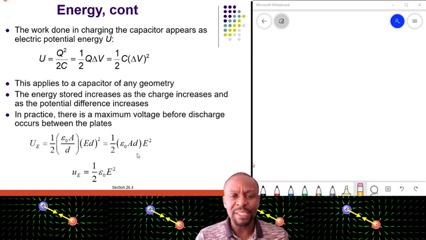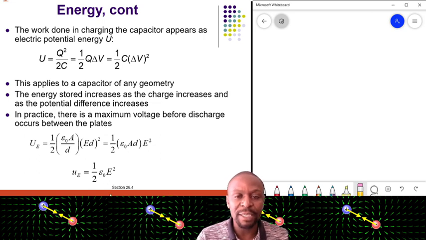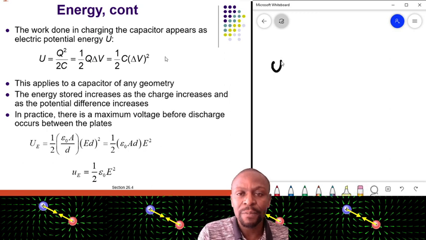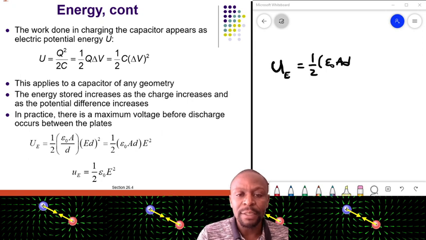But what is the energy density? The energy density is U divided by the volume. Now, if you divide this by volume, the area times d will just cancel. Therefore, the energy density, which is denoted by small u_E, is just given by 1 over 2 epsilon naught E squared. What I'm trying to say here is I'm going to take it from the last equation, stating that U_E is just given by 1 over 2 epsilon naught A d E squared.